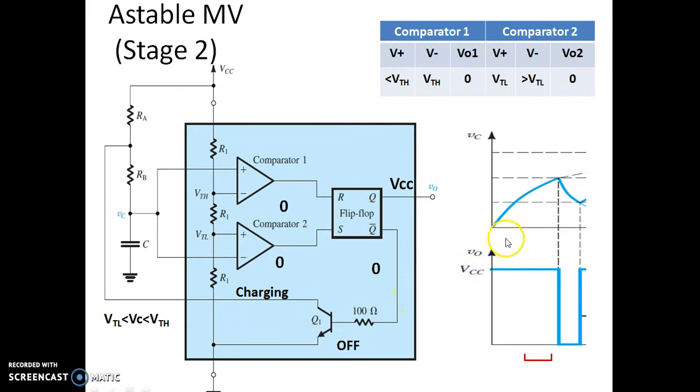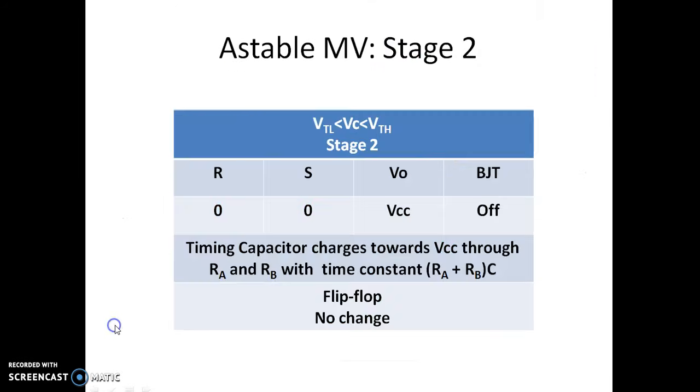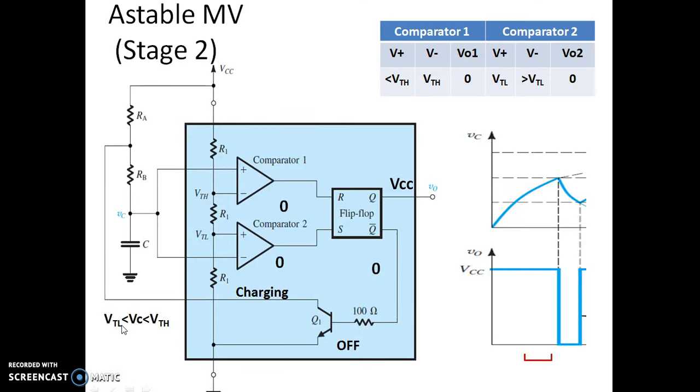Now we know that the capacitor keeps charging towards VCC. If it exceeds VTL, so this has exceeded VTL, but it is less than VTH. So we have this condition now. Capacitor voltage is greater than VTL, but it is less than VTH. So that's what is written here: VTL less than VC less than VTH. VTL less than VC is nothing but VC greater than VTL. Now capacitor voltage is more than VTL, but it is still less than VTH.